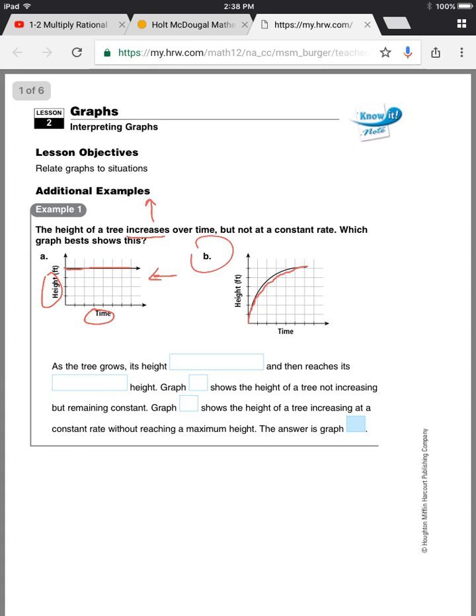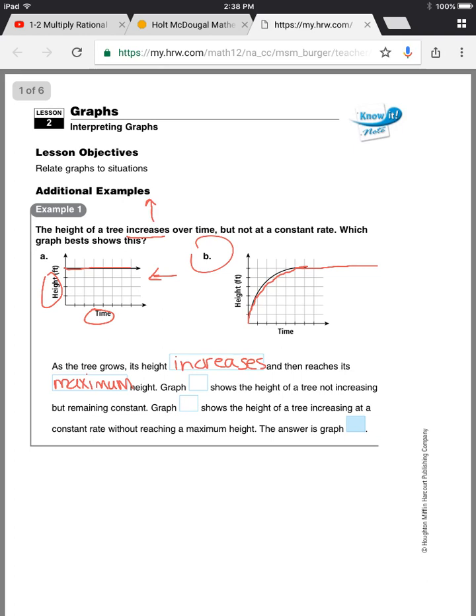To fill in our blanks, because we want to see what this says, it says, as the tree grows, its height increases, which we know from the problem. And then it reaches its maximum height. There comes a time where the tree is not going to grow anymore, and it just kind of levels out. A says it was planted at that height, and it never grew. B says it was planted, and as time went on, it got higher, just like we know trees to do.